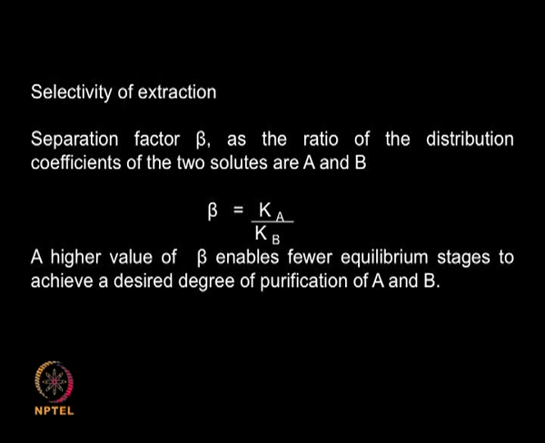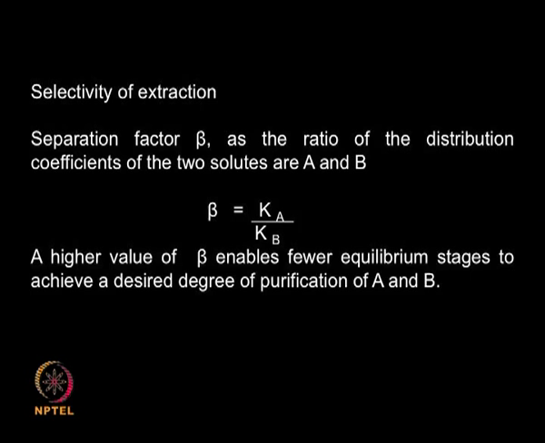That means Ka should be much larger than Kb, so that although I will extract some B during the extraction, predominantly the solvent will contain only A. So it is not only that the partition coefficient has to be very large, but the ratio of partition coefficients for A and B, that is Ka by Kb, also should be large, so that my selectivity towards A is also large.